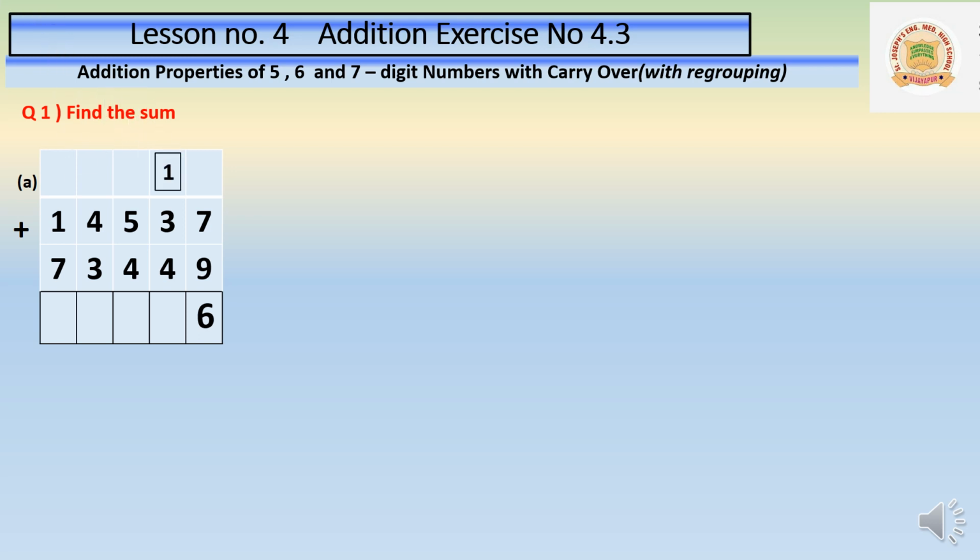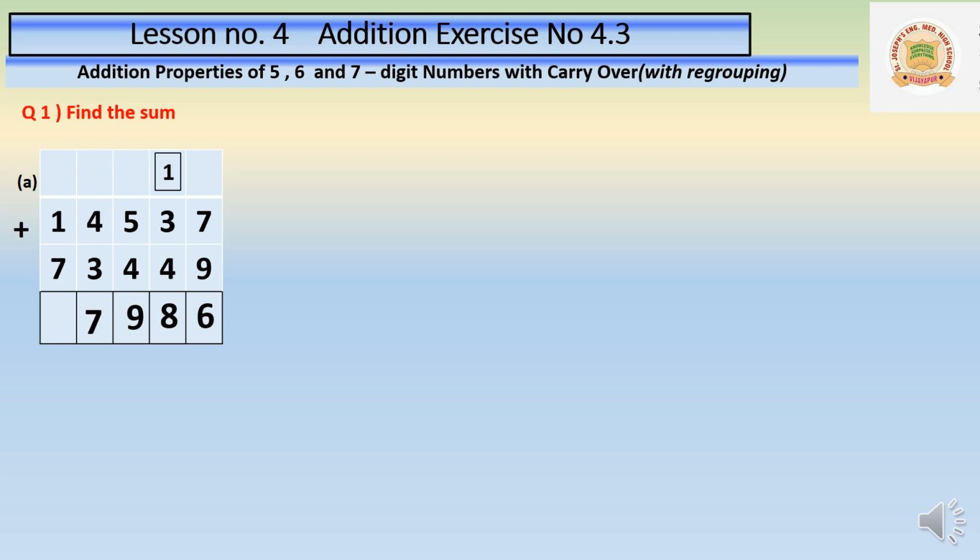Now add the tens place numbers. 1 plus 3 is 4. 4 plus 4 is 8. So there is no carry, no need to carry because 8 is a single digit number. Now add the hundreds place numbers. 5 plus 4 is 9. 4 plus 3 is 7.